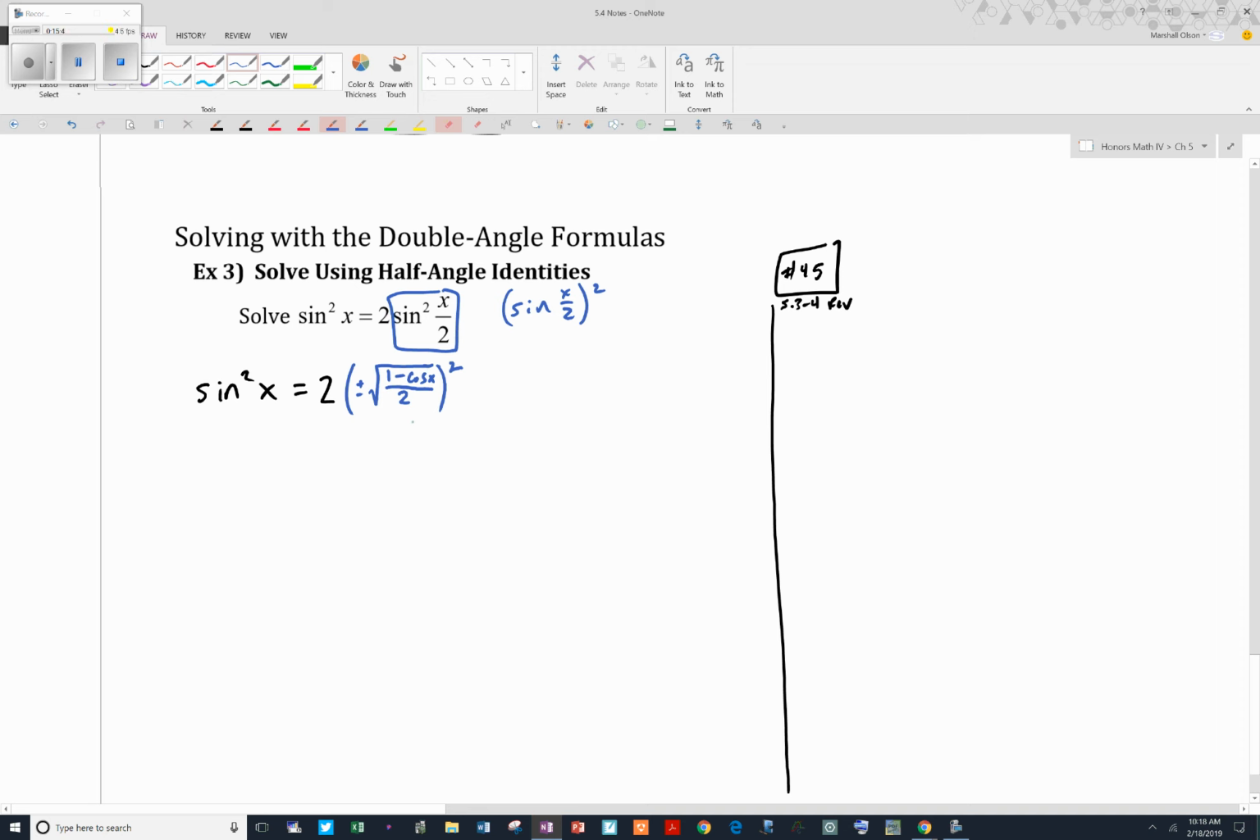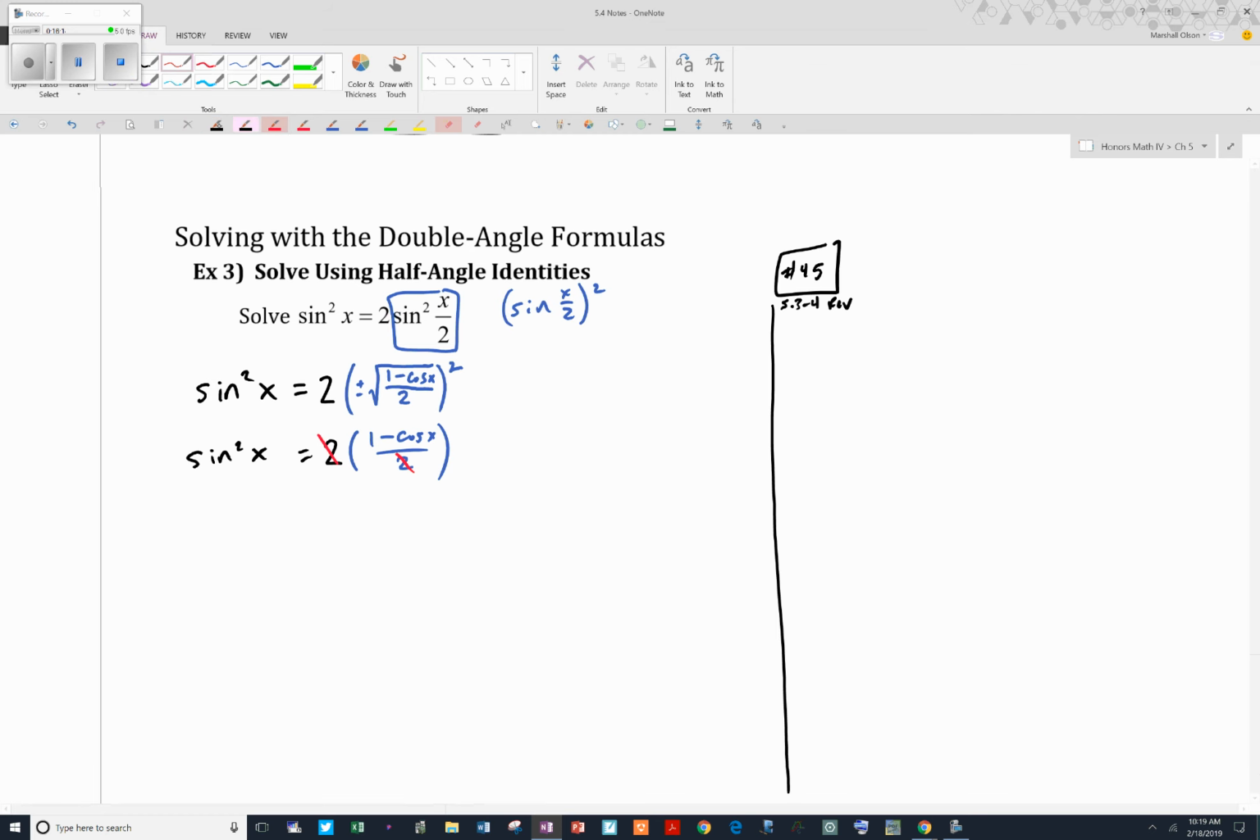Now the nice thing is we're squaring it, so that big radical is going to go away. A positive or negative squared is just positive. It doesn't matter which one it is. So we have 2 times, and that still has to stay in parentheses, 1 minus the cosine of x over 2. So that radical and that square just canceled out right there. And on the left side we have sine of x squared. And then these 2's cancel out.